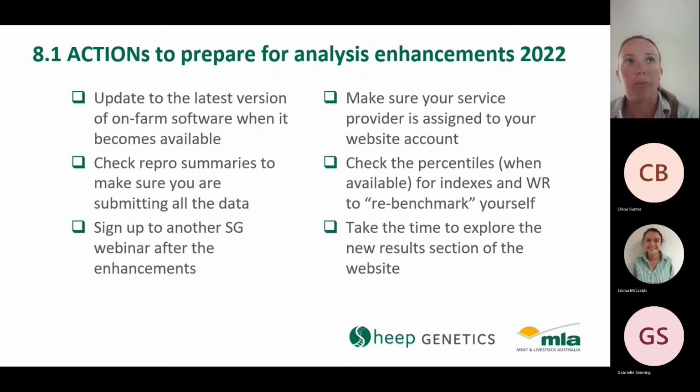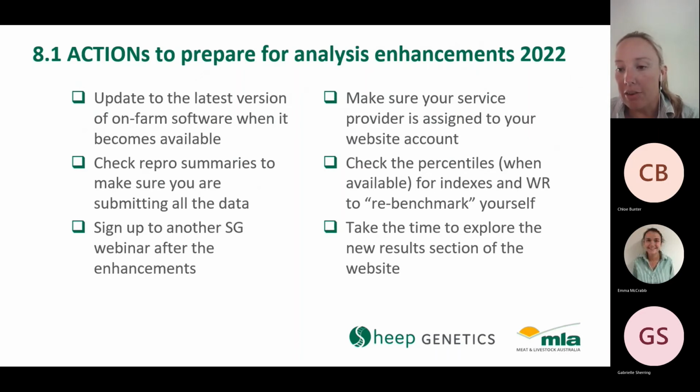Regarding the changes that we heard about around the introduction of weaning rate, it's really important for those maternal and Merino breeders that currently already have the component traits of reproduction available to go on now and check your reproduction summaries to ensure that you are submitting all the data for conception, litter size and ewe rearing ability, if those traits are important to your business.